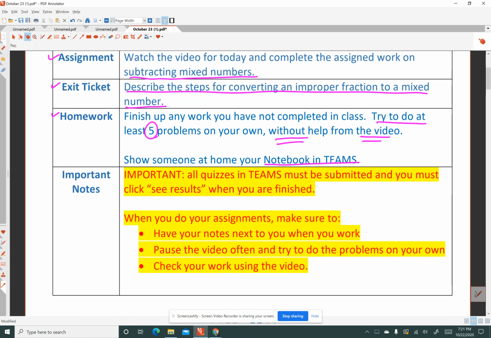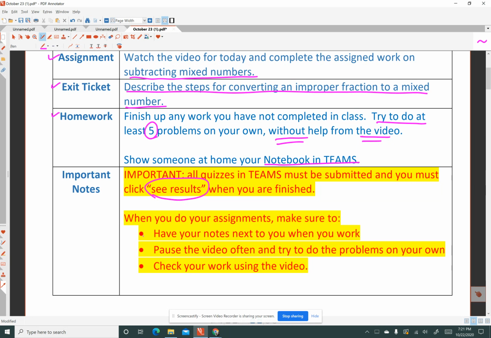Some important notes we have coming up. I always remind you that for our quizzes in Teams, you have to hit that See Results button when you're finished, and that submits your work to me so you can get credit for all your hard work.